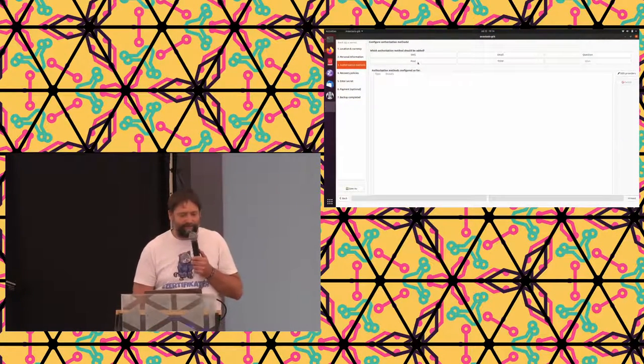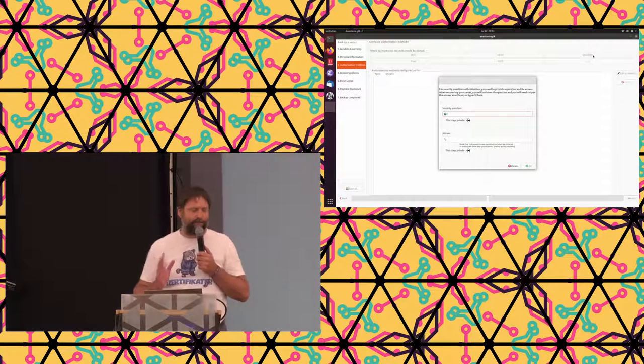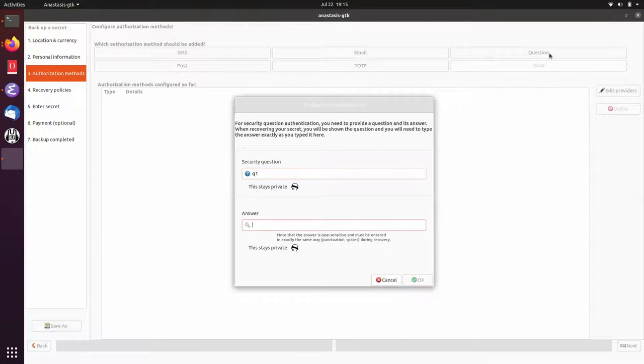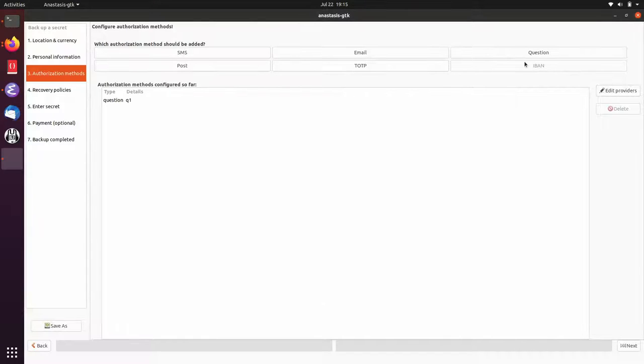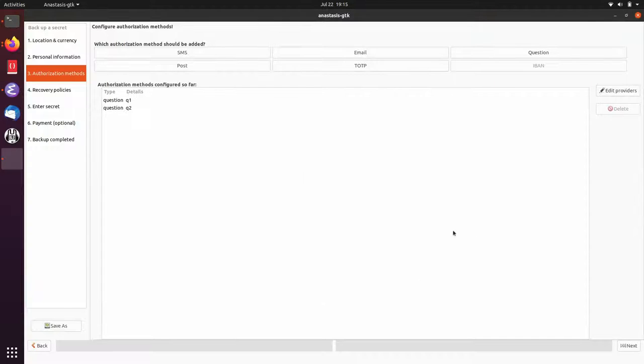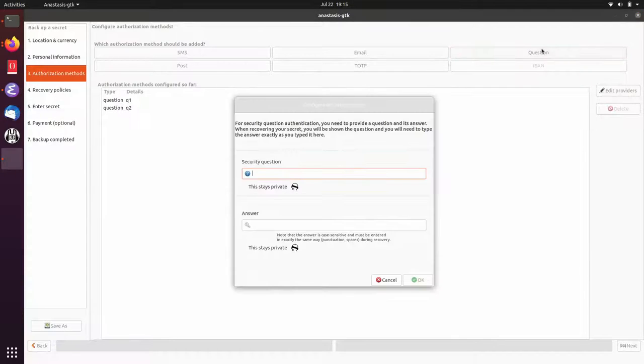You can also send physical mail, but I'm going to stick to security questions, simply because the rest is a bit more involved. And I'm going to have very simple security questions here. First question, first answer. Don't use those. Now, the system requires me to put in multiple factors for authentication, but I can do the same ones multiple times. So I'm going to be, again, very creative: Q2A2. And maybe do a third one for good measure. I really can't type with this microphone in my hand, so I'm going to keep it very short.